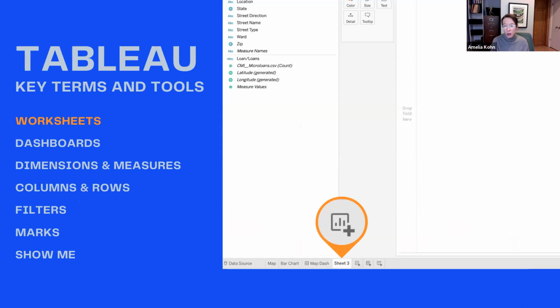To create a new worksheet, you click on this icon in the lower left-hand corner of the screen. This creates a new worksheet tab at the bottom of the screen, which you can name whatever you want. And you'll see this in the demonstration. Once you build a visualization on a worksheet, you can duplicate it if you want a slightly different version, and then alter that version a bit.